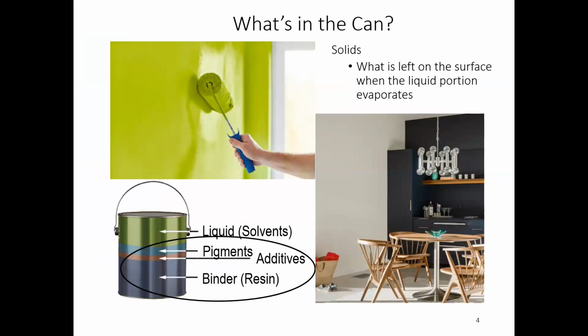Okay, I apologize for all the glitches here. So what's in a can of paint? Well, you have solids and a liquid. The solids are made up of the resin and the pigments, and the liquid is what gets you to your surface, okay? So if you're rolling or spraying or brushing, that liquid is what evaporates when it's completely cured.